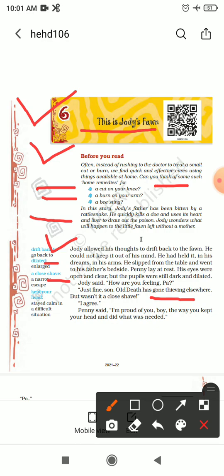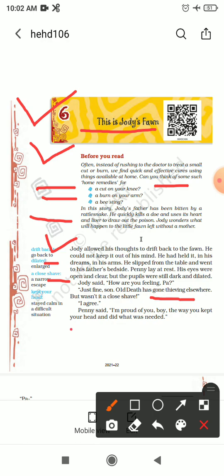So after the scene of the jungle, it was a scene at Jody's home, where Jody was thinking only about the fawn, thinking of lifting it in his arms, and everywhere he was thinking about the fawn only. And he went to his father's bedside, where his father was still resting, because his father was still weak after the bite of the snake. His eyes were open and clear, but his pupils were still dark and dilated.